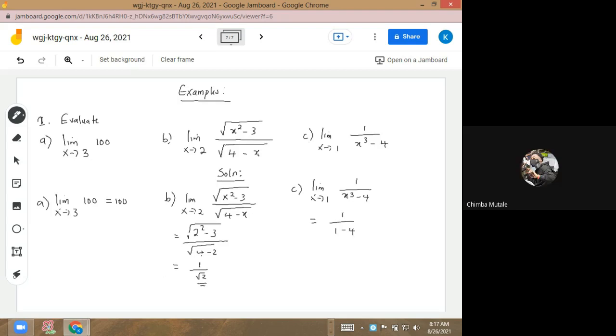Sorry, what was the explanation on the first one? Since there's no x in 100 to substitute the number 3 into, you just have 100. It's a constant function, so if f of x is equal to 100, f of 3 will still be 100. So here you get negative 1 over 3. Done.